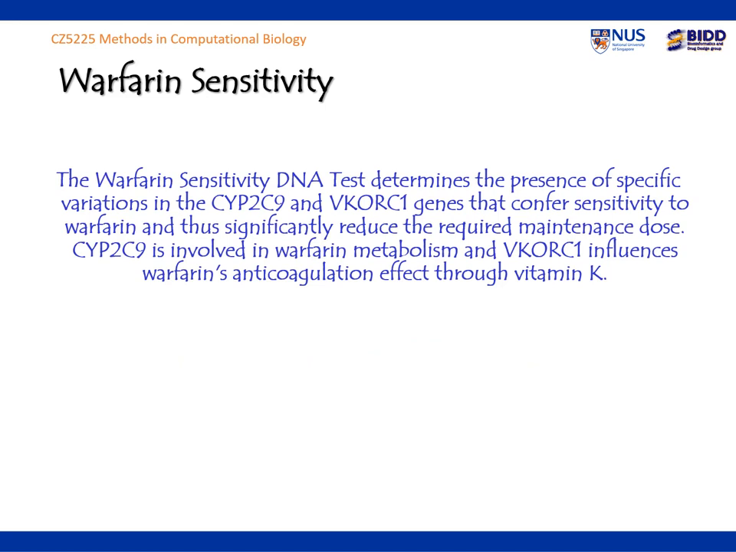This warfarin sensitivity can be tested by testing the allelic versions among individuals for the specific variation in these CYP2C9 or VKORC1 genes that confer sensitivity to warfarin and significantly reduce the required maintenance dose. Now, CYP2C9 is involved in warfarin metabolism, and VKORC1 influences warfarin's anticoagulation effect through vitamin K. So, if we test this variation among individuals, the doses can be adjusted according to their genetic variation. So this is the example through which we can understand the role of pharmacogenomics in medicine, or personalized medicine. Thank you very much.